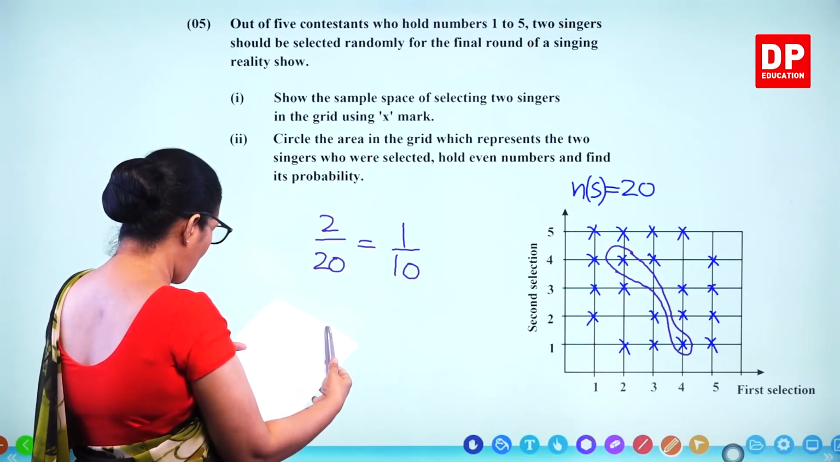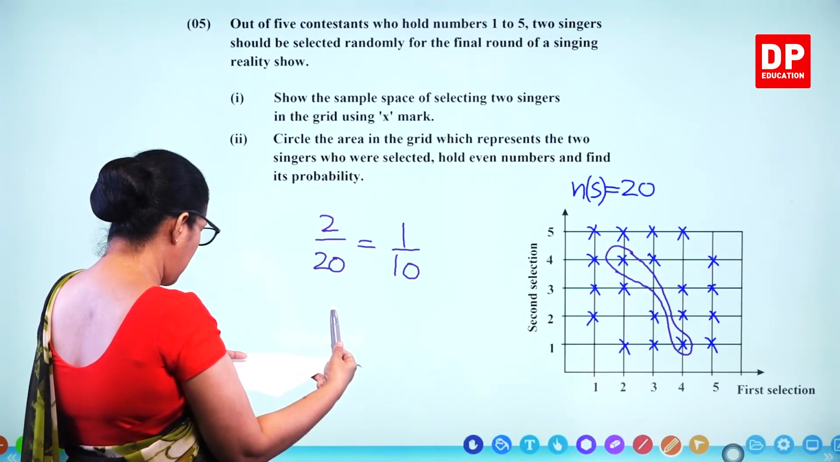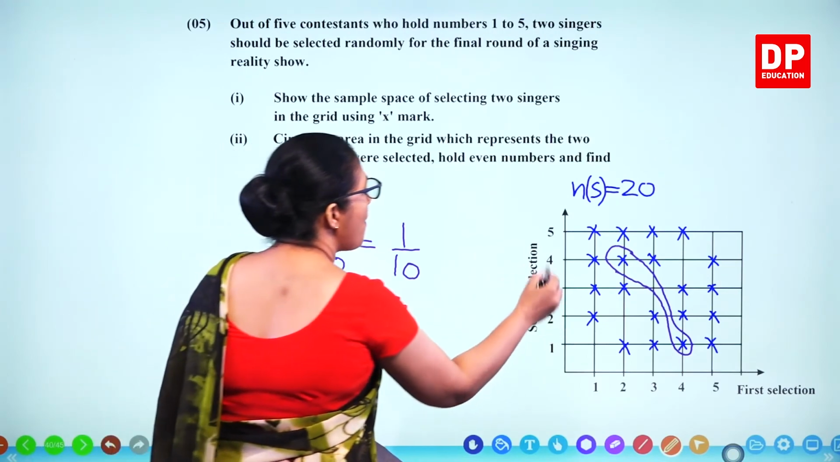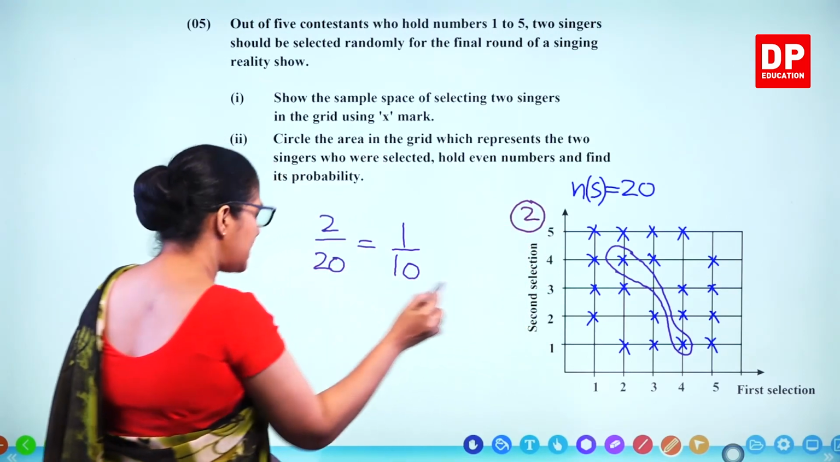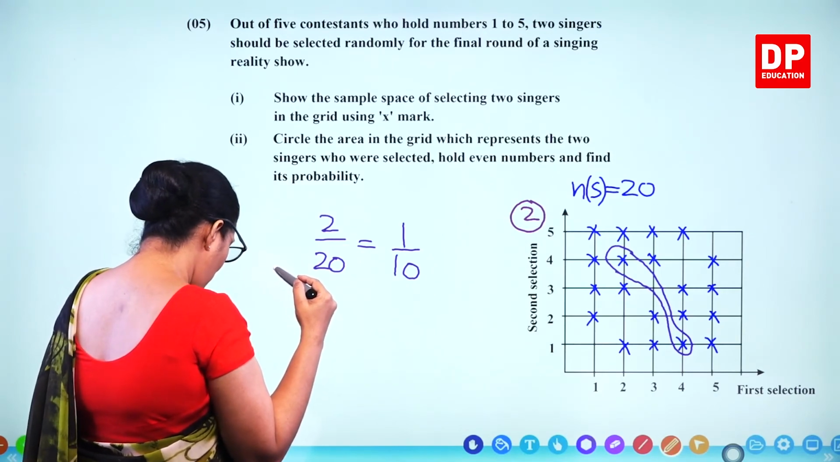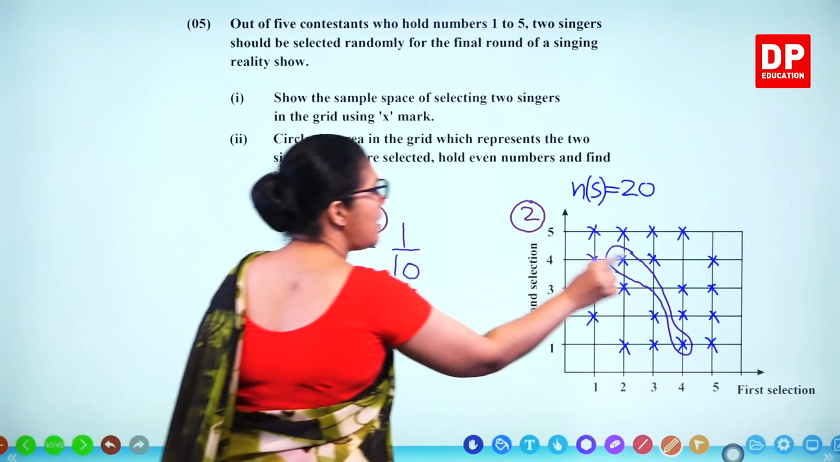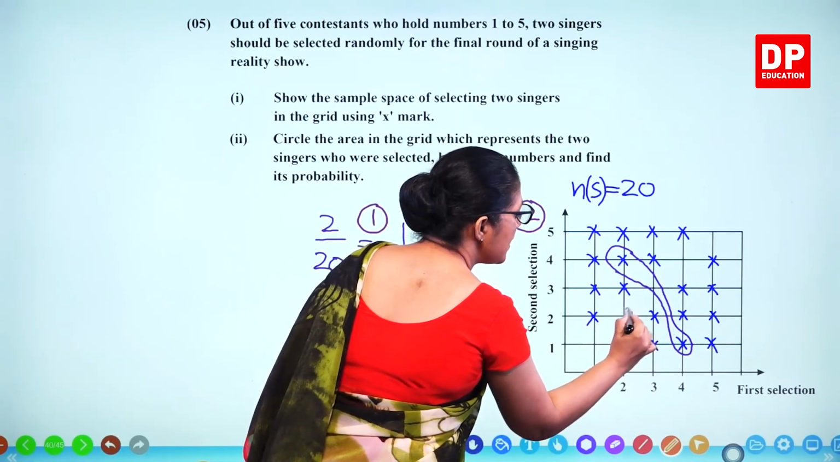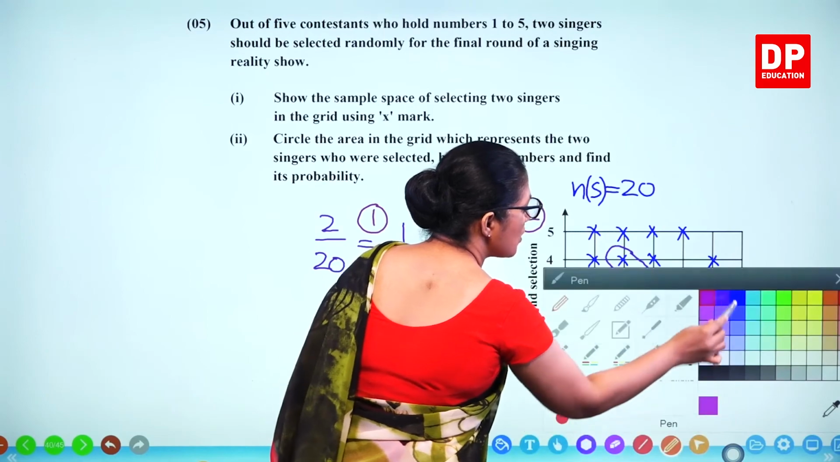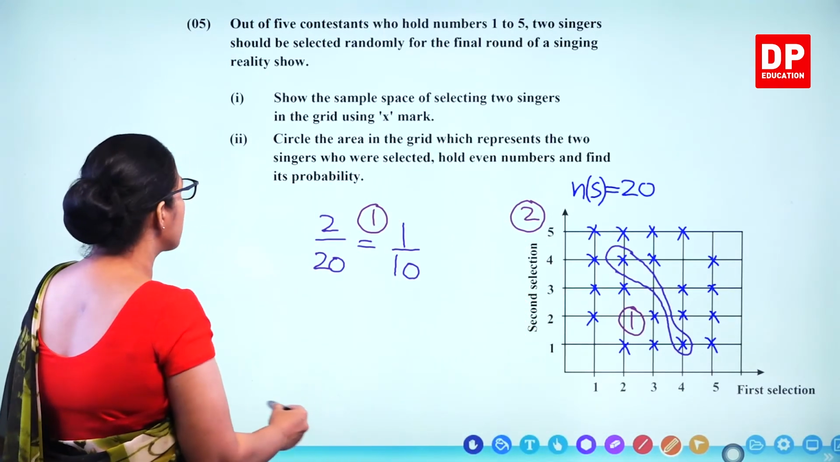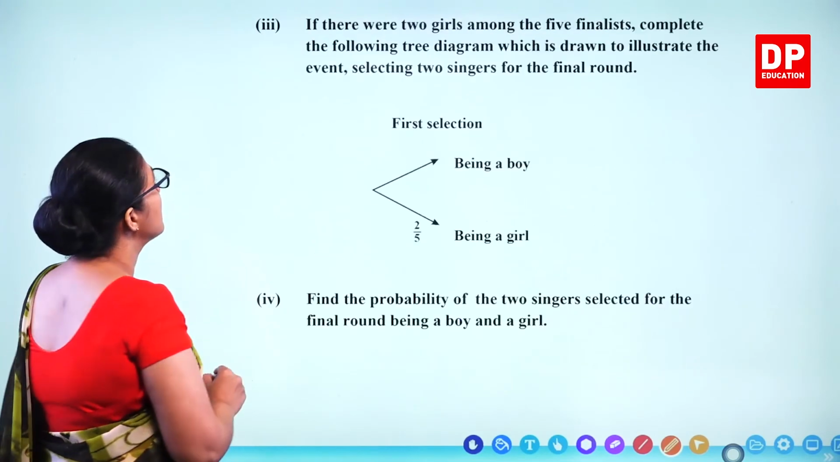So, how many marks for that? You are getting 2 marks for marking all possibilities in the sample space and 2 marks for calculating the probability. 1 mark for calculation, 1 mark for shading the correct region. So, 2, 3, 4 marks for these 2 parts.